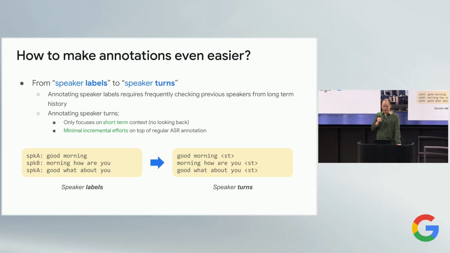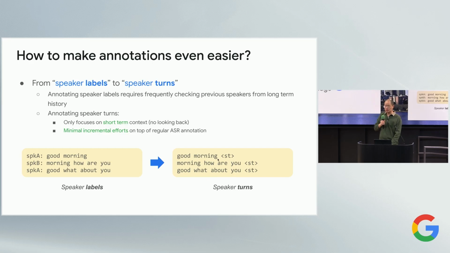So we are thinking about how to make our annotations even faster, even easier, and even cheaper. And we find that the best way is to only annotate speaker turns instead of annotating speaker labels. If you look at these two examples, the left-hand side is speaker label annotation: speaker A, speaker B, speaker A. But on the right-hand side, we only annotate the speaker turn, meaning the speaker has changed from this one to this one. The downside is that we no longer know that the third sentence is the same speaker as the first sentence.